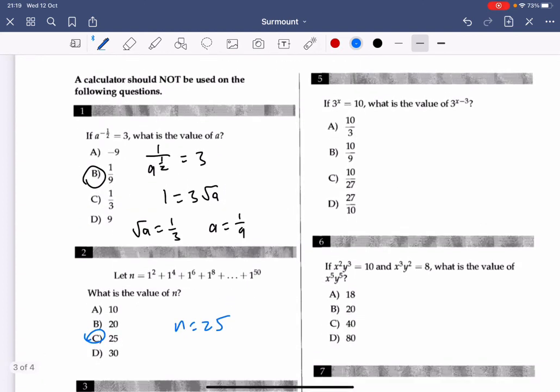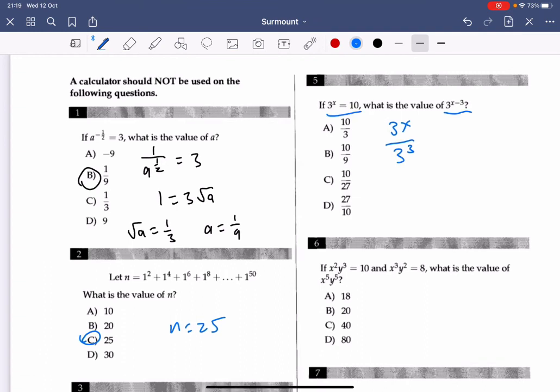Number 5. So what is the value of 3 to the power of x minus 3? Well, this can be turned into 3 to the power of x over 3 to the power of 3. Since we know 3 to the power of x is 10, it's 10 over 3 to the power of 3, which is 10 over 27. So the answer is C.